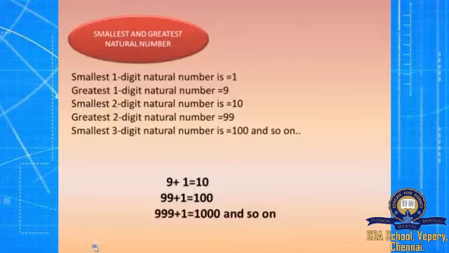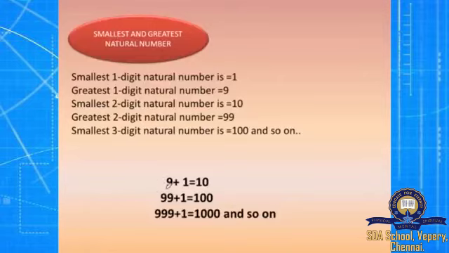Like that, the smallest four-digit natural number will be 1000, and it goes on and on. Like that, we can go on telling. So look at this pattern. 9 plus 1 is equal to 10. 99 plus 1 is equal to 100. 999 plus 1 is equal to 1000, and so on.